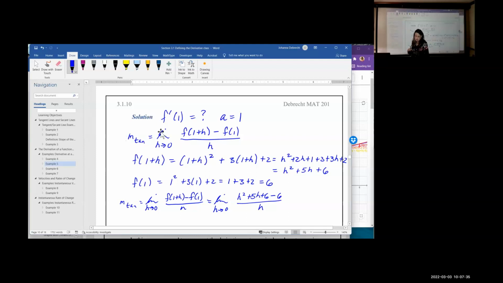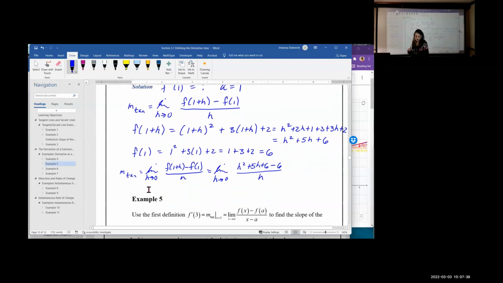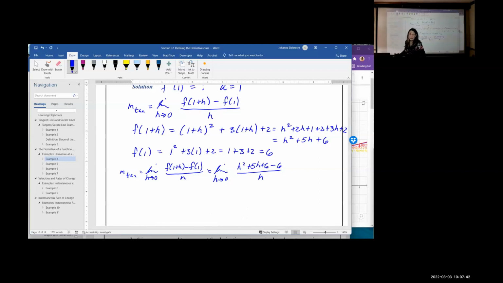Notice that my 6's cancel. This is very common. If something doesn't cancel, you've probably made an error. It's very, very common to get the cancellation. So if you don't get any cancellation, you better check your signs.